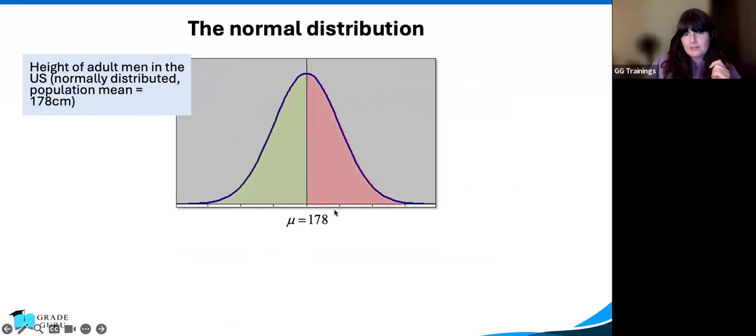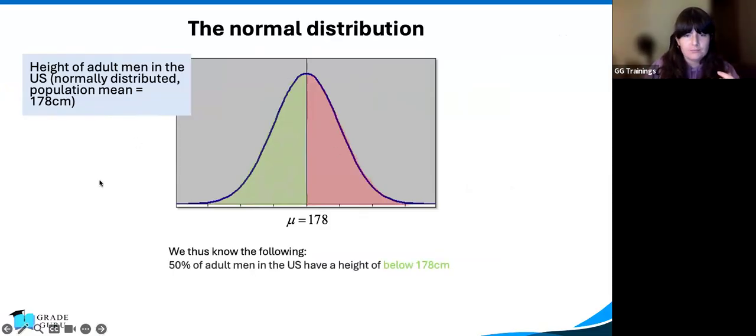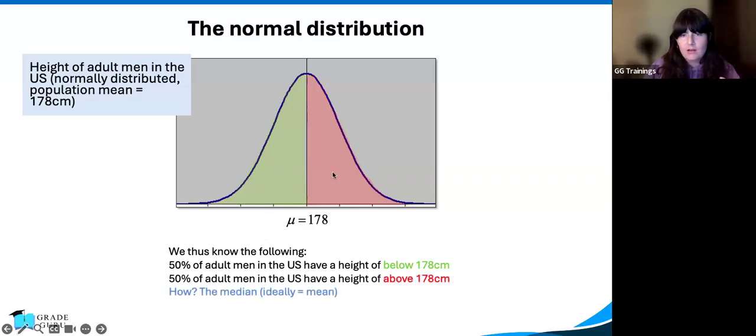Like I said, if your mean, your median, and your mode are dead center, which means they are all 178 centimeters, we're looking at the height of adult men in the US. Your population mean always sits in the middle, and that means that the data is 50-50 on either side. So we know that 50% of men in the US are shorter than 178, and 50% are taller than 178. How do we know that?